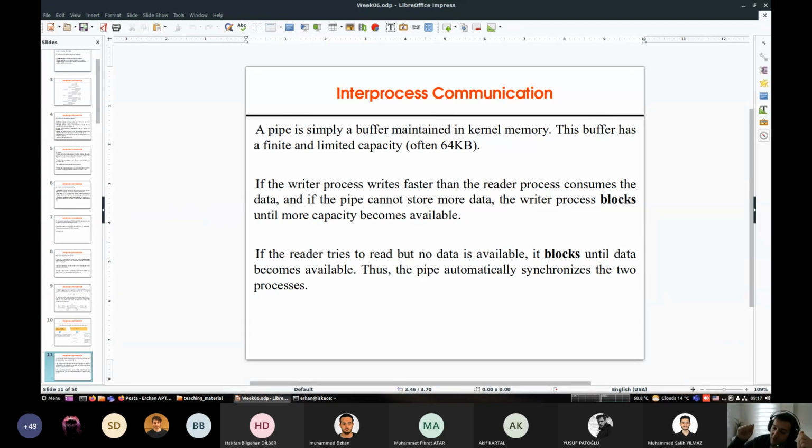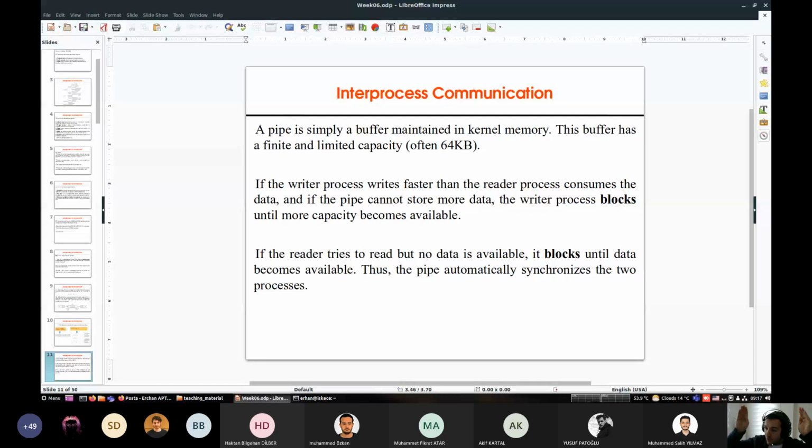So you have two processes. One of them is writing data, producing data, sending it to the pipe. And there is another process that is reading data, so it is consuming the contents of the pipe. Now, if the writer writes faster than the reader, in that case the pipe will start to fill up. Boru başlayacak dolmaya, çünkü diğer taraftan yeterince hızlı çıkamıyor.